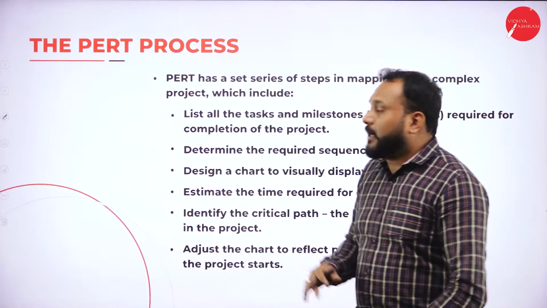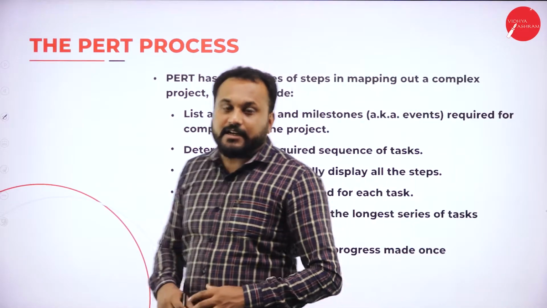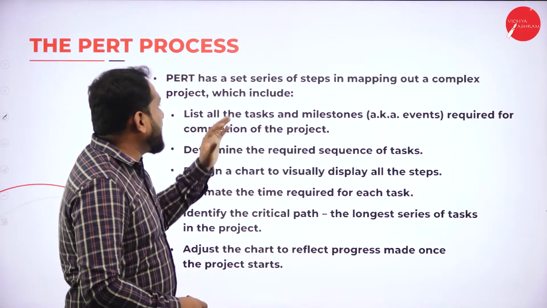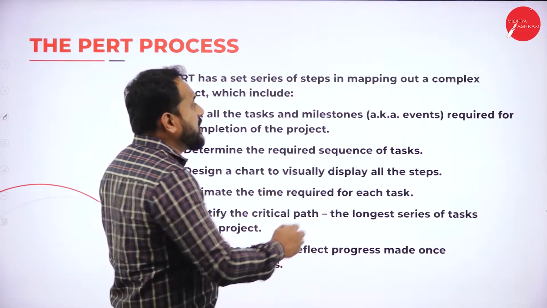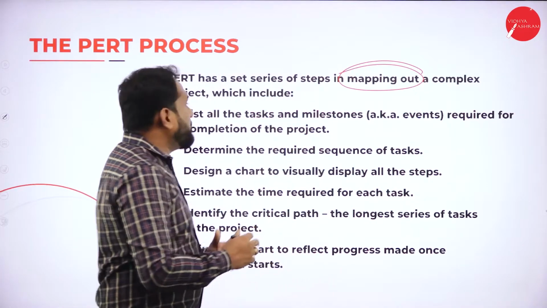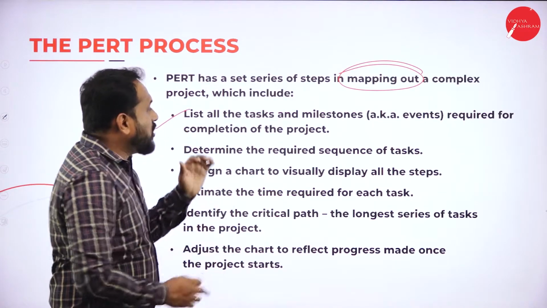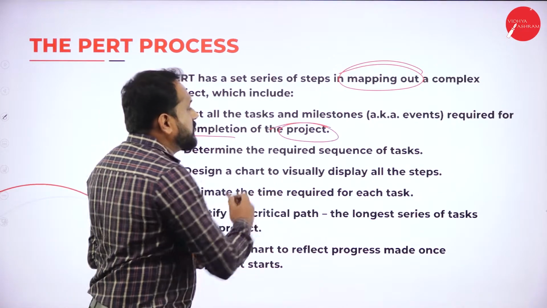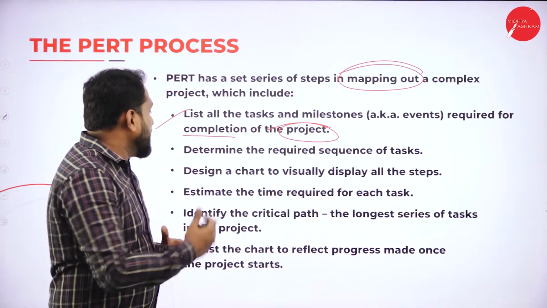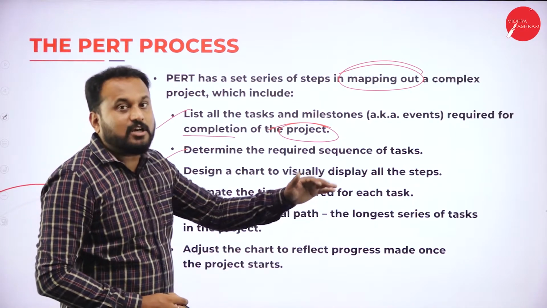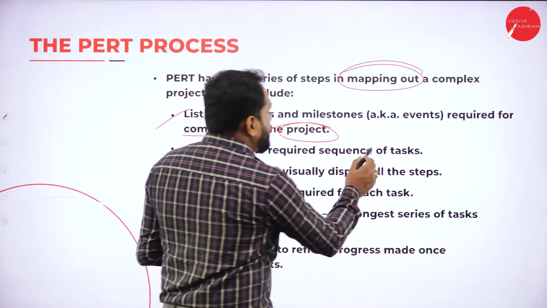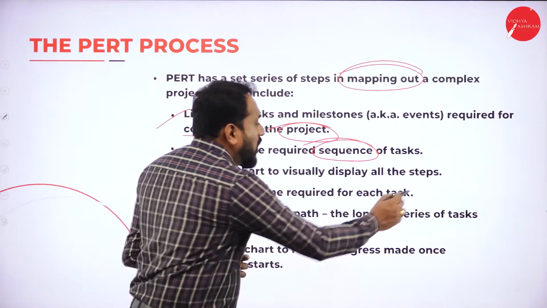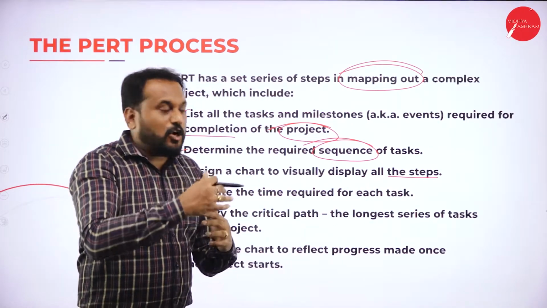Now let's know the Pert process, how the Pert process has started and what are the steps involved in the process. The first one here, if you understand that Pert has a set series of steps in mapping out a complex project, which include: the first one is list all the tasks and milestones required for completion of the project. So you are supposed to list each and everything. Second is determine the requirement sequence of tasks. Now what are the sequences? So you are supposed to go with sequences. Then design the chart to visually display all the steps. You need to go with drafting all the steps.